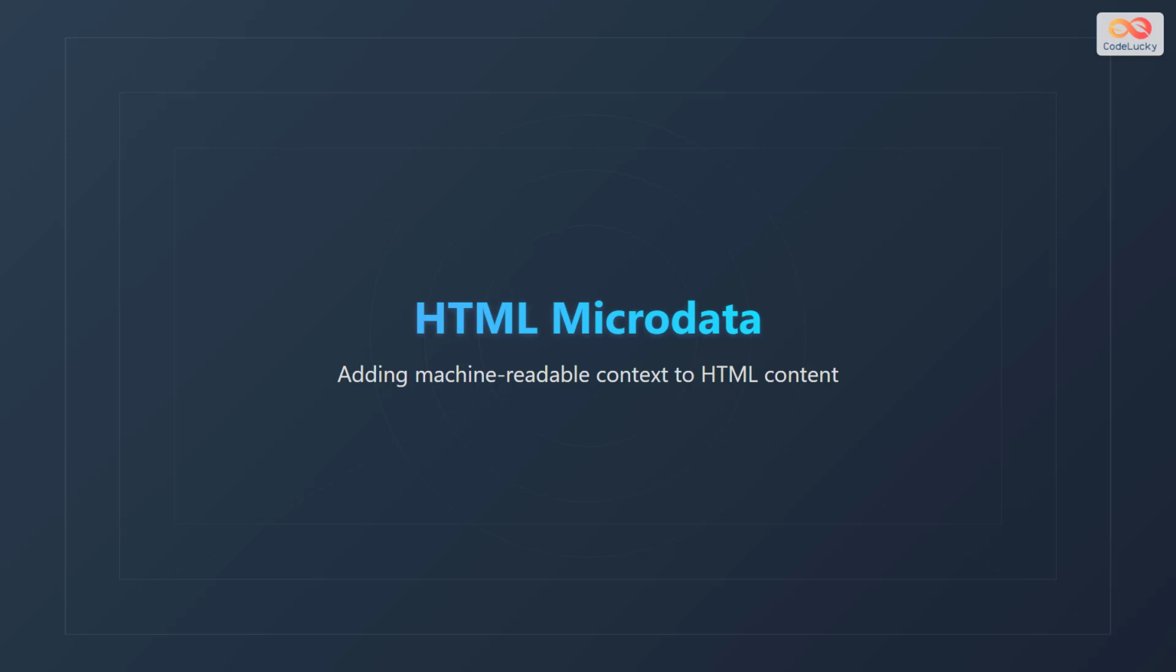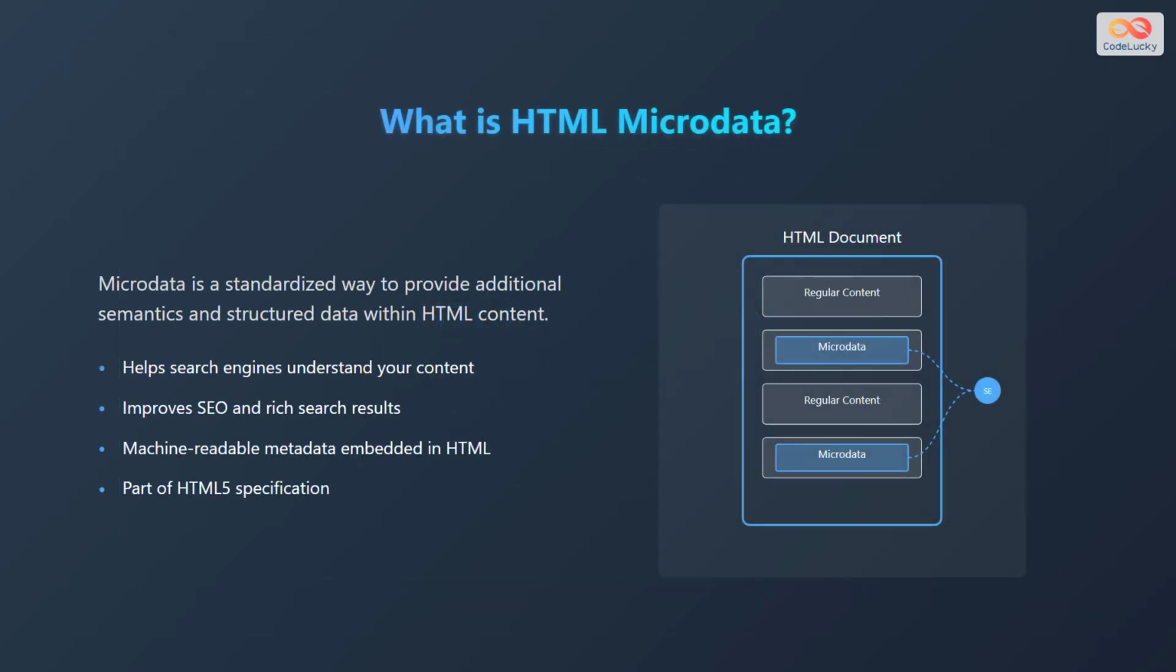This video explains HTML microdata. It involves adding machine-readable context to HTML content. Microdata is a standardized way to provide additional semantics and structured data within HTML content. It helps search engines understand your content. It improves search engine optimization and rich search results. It is machine-readable metadata embedded in HTML, and it is a part of the HTML5 specification.